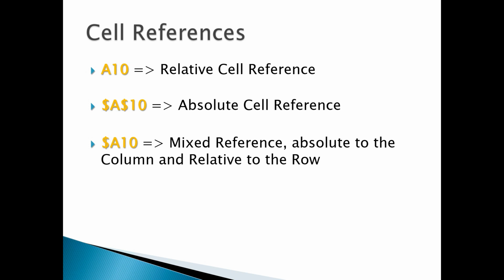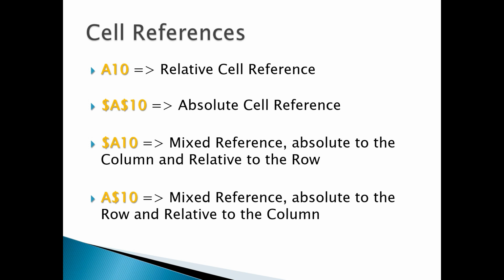Finally, there is the writing method of A$10, where you have locked the row in this case because the $ sign is before the row. Therefore, if you use the fill handle right or left, which changes the column, the column will change this time. It will become B, C, D, depending on the right-left movement you use. However, if you use the fill handle up or down, the 10 will not change because it is locked.